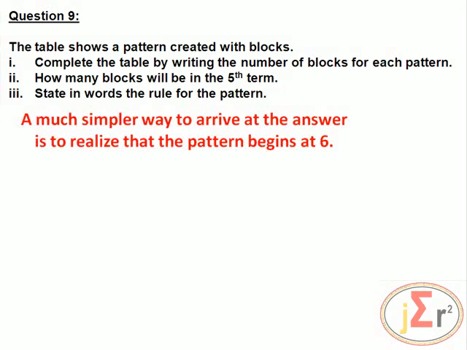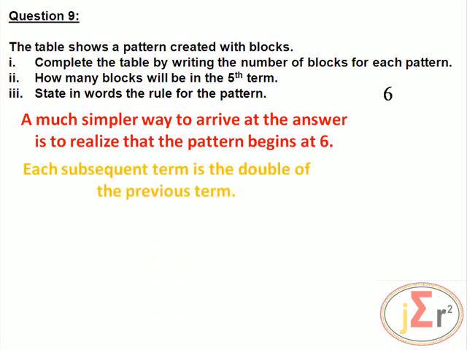A much simpler way to arrive at the answer is to realize that the pattern begins at 6. There are many ways that we can take a look at it. When we have a particular pattern, students might take a variety of approaches to it, and it might be based on the student's interpretation of the problem. So a much simpler way to arrive at the answer is to realize that the pattern begins at 6. Each subsequent term is the double of the previous term.